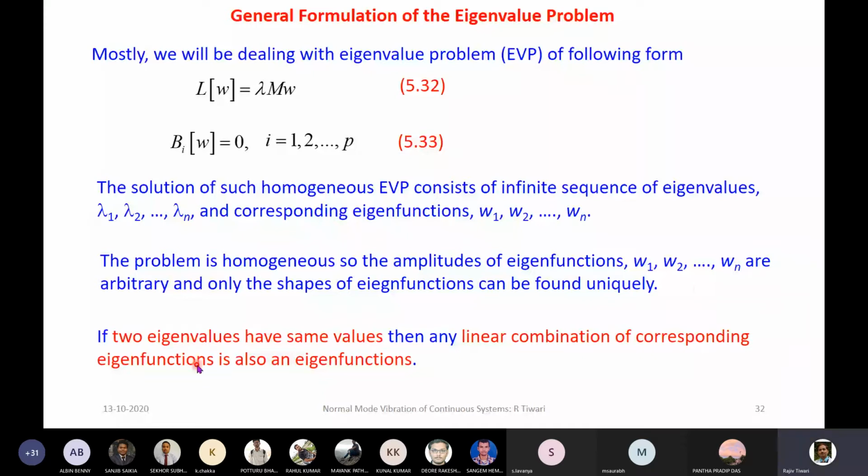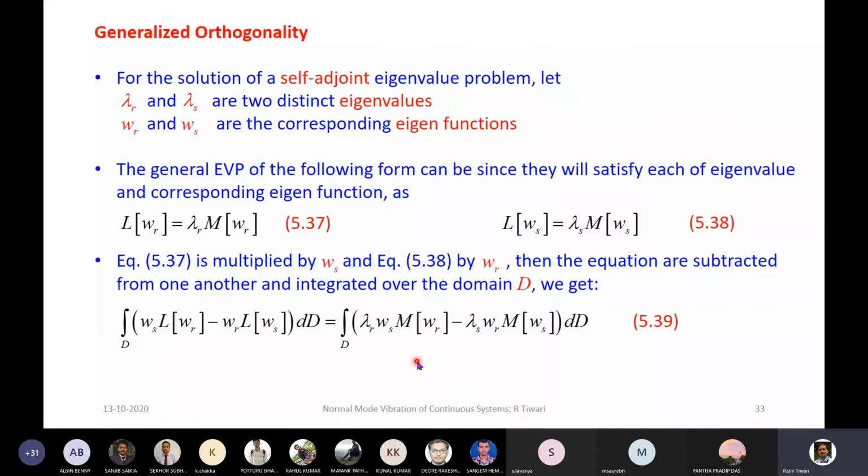Okay, and this is a special case when we have 2 eigenvalues which are the same value. Then those eigenfunction combinations can also be eigenfunctions. So this is a very specific case. Now we'll see the orthogonality condition which we had for the discrete system. We'll prove a similar thing here for the continuous system.